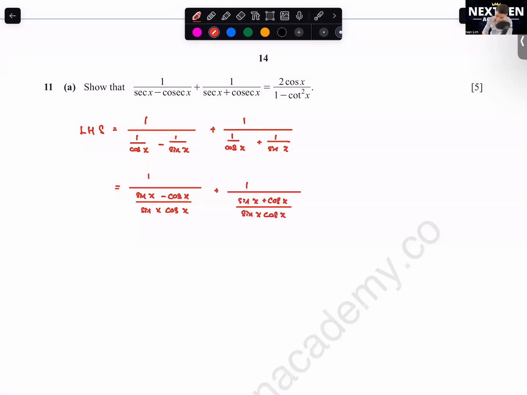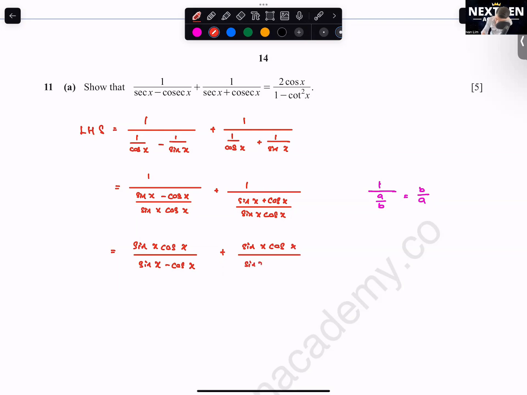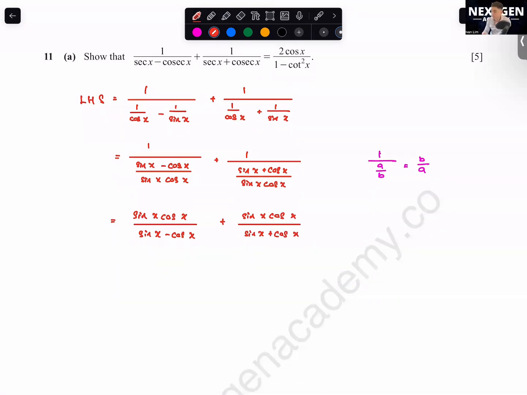Okay, what do we do for this? If you have 1 over a fraction, so 1 over a over b, you will get b over a. So you just invert the bottom one. So here you get sine x cos x over (sine x minus cos x) plus sine x cos x over (sine x plus cos x). Okay, we combine both of them together.